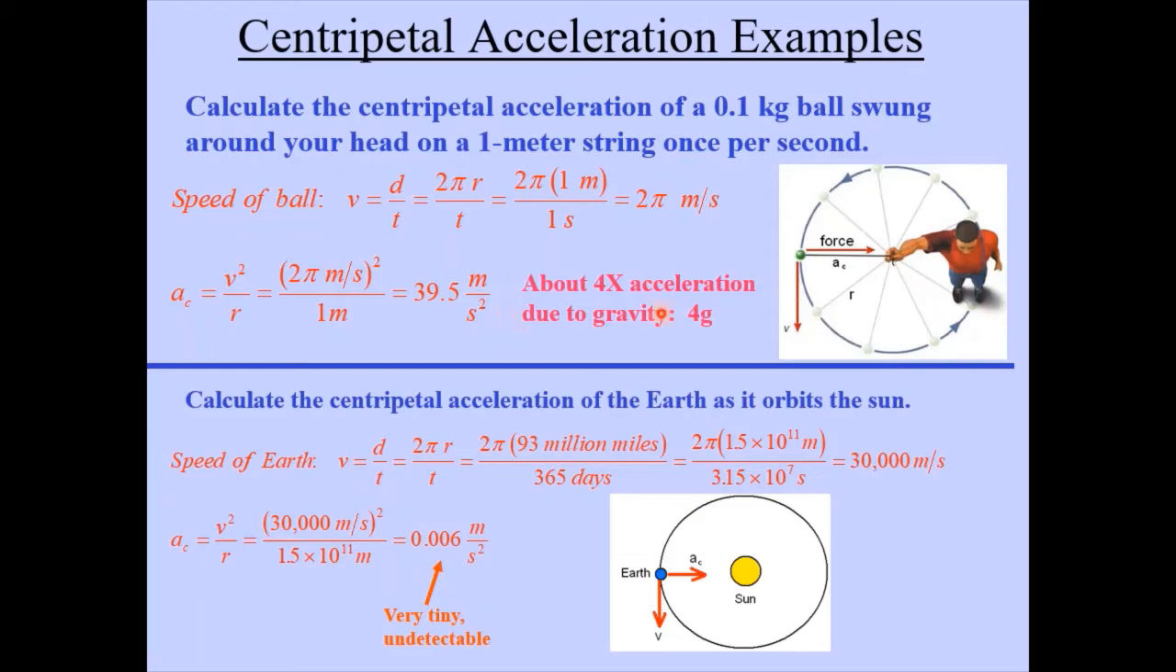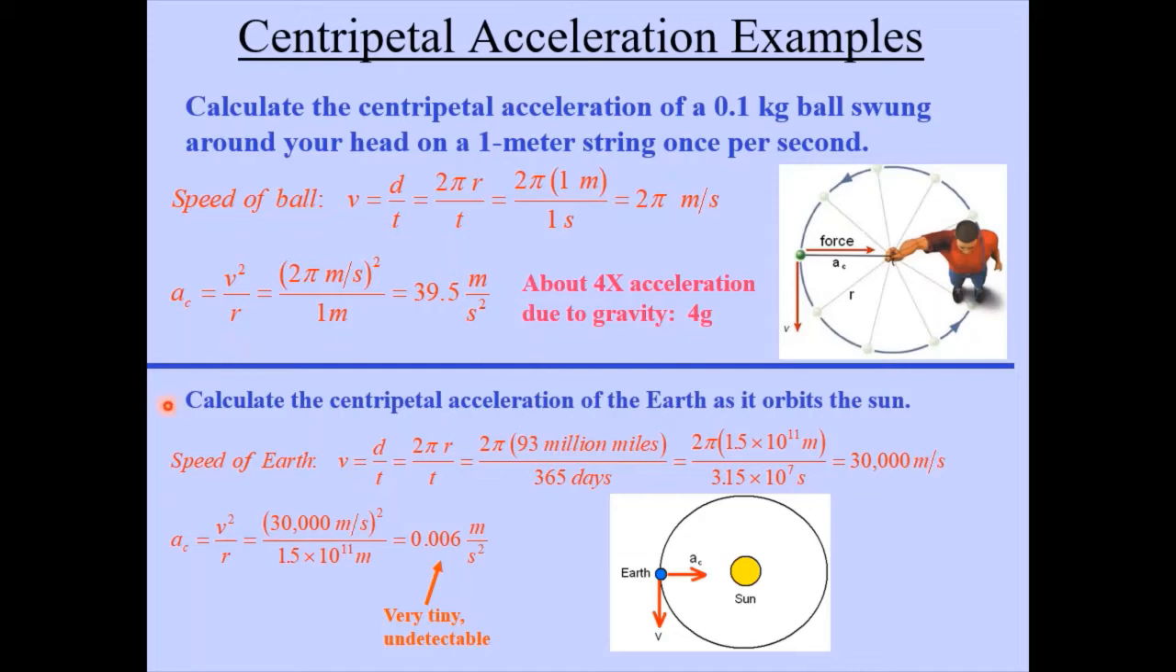So this acceleration, remember that g, the acceleration due to gravity, is 9.8, or let's just say it's about 10. So this is about 40. So the acceleration of this ball is about 4 times the acceleration due to gravity. One way we could describe this is that this ball is experiencing 4 g's of acceleration. All right, 4 times the acceleration due to gravity.